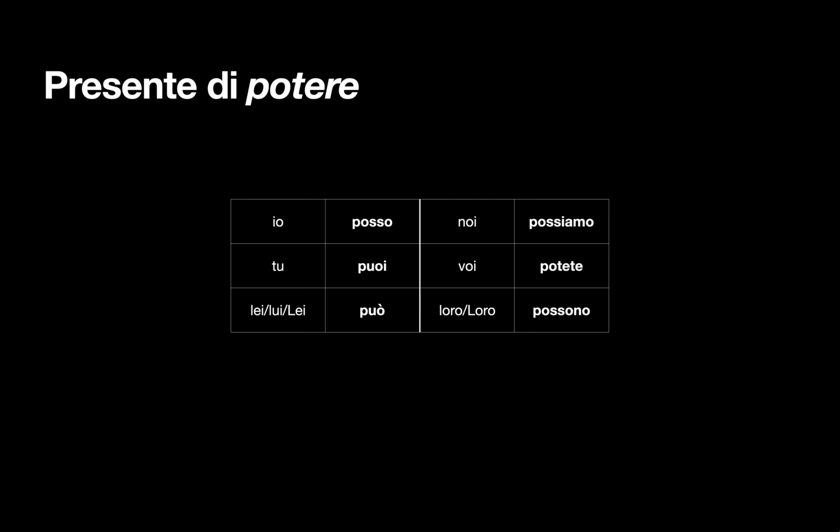Potere is a little different. These are all irregular and none of them follow a pattern. Io posso, tu puoi, lui, lei può, noi possiamo, voi potete, and loro possono.